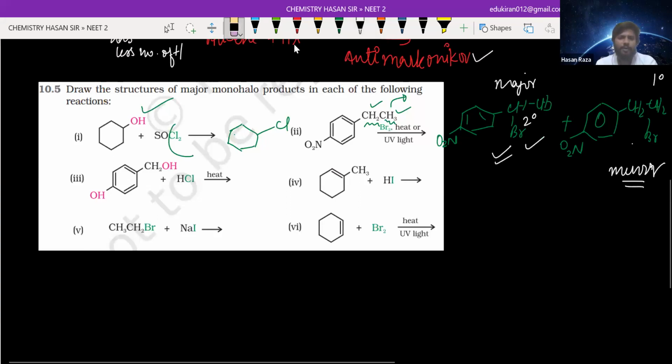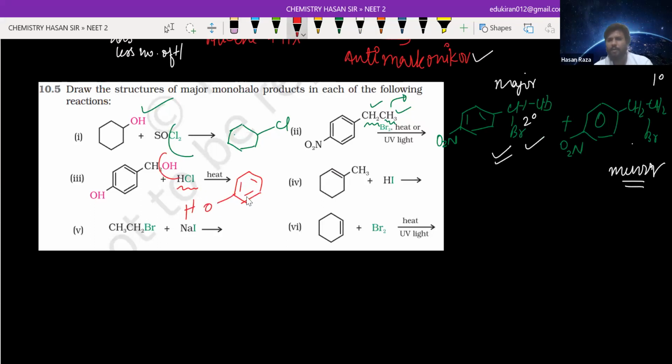The next we can see is again HCl. You are just going to replace this. You are not going to replace this because this becomes phenol and it is in conjugation. So it is in resonance. So you just need to replace this.